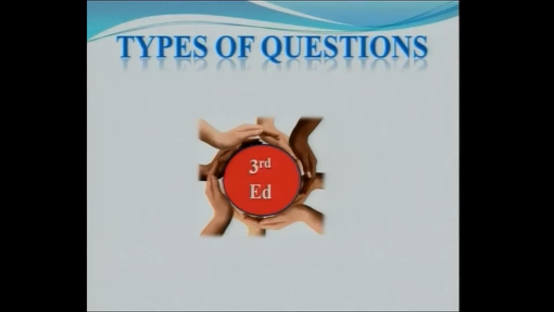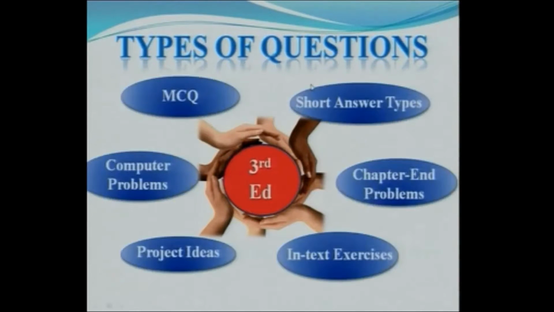Let us now spend a couple of minutes on the types of questions contained in the third edition. This book contains a variety of questions linked to different aspects of the chapters. We have multiple choice questions denoted by MCQs, which test the higher order thinking skills of the student. We have short answer type questions, which test what the student knows and what the student does not know. At the end of each chapter, we have chapter end problems. They help crystallize the concepts learned within the chapter.